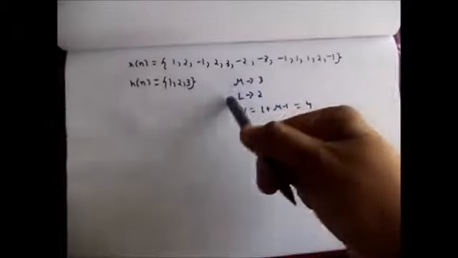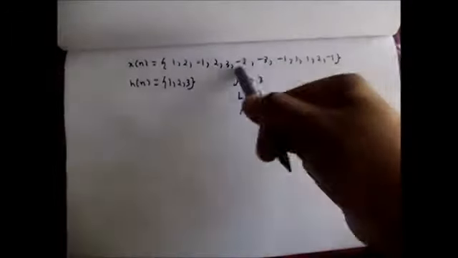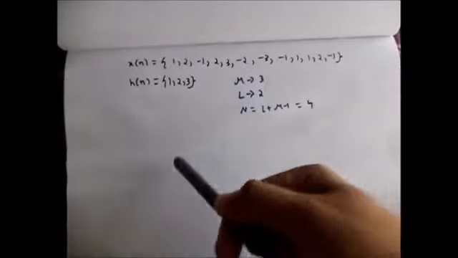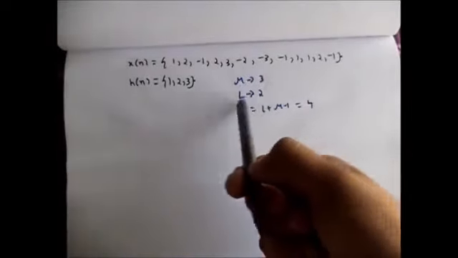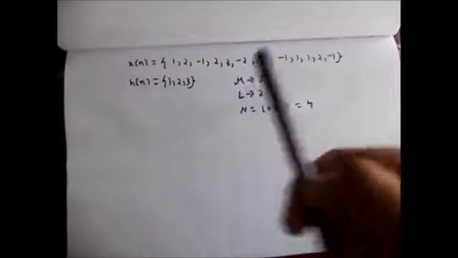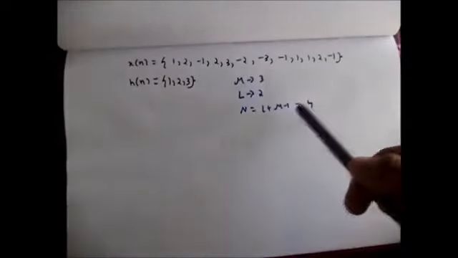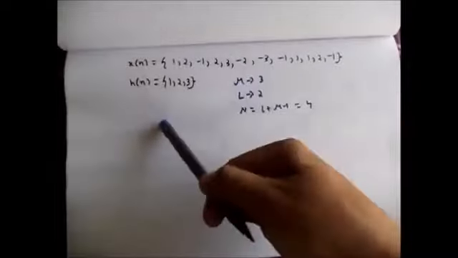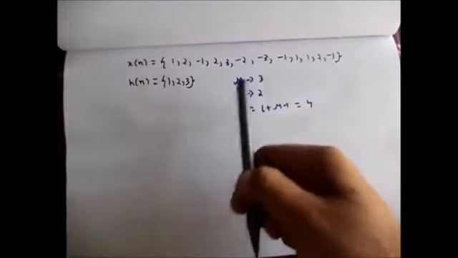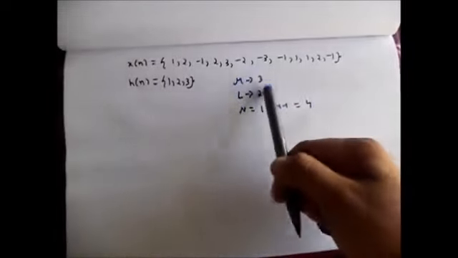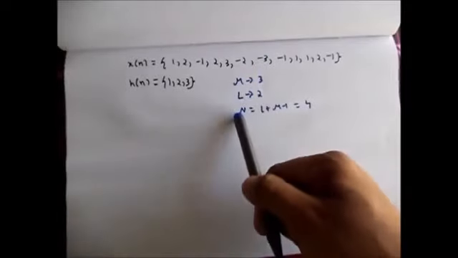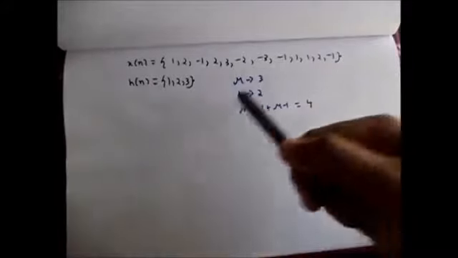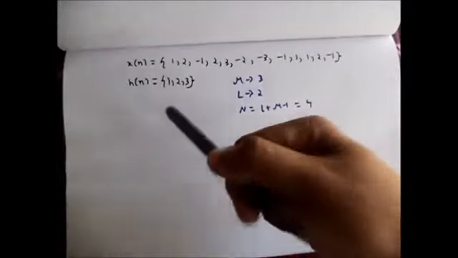Now what should be the length of this input data block? N is equal to L plus M minus 1, which is equal to 4. In this question I am taking the value of L as 2, and so I found the length of the input data block as 4. Now you can take the value of L as 3, 4 or 1. What happens when you take L as 3? The value of N, that is the length of the input data block, will increase. Also the number of input data blocks that you are taking will decrease.